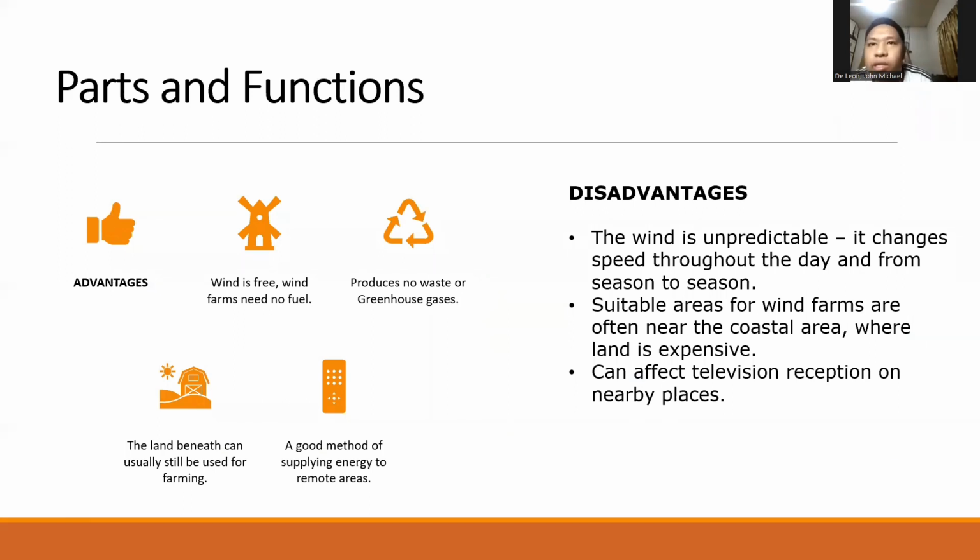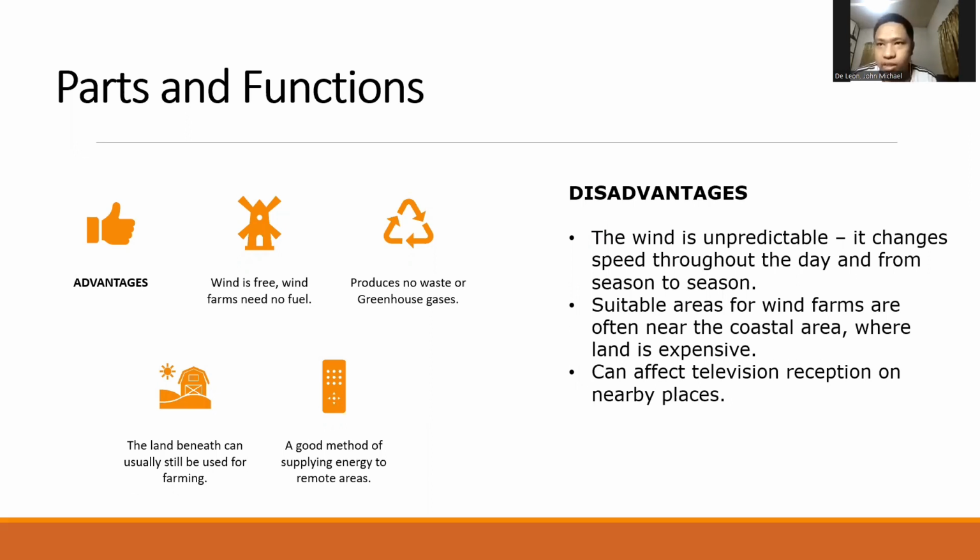Advantages and disadvantages ng mga wind farms. Wind is free. Wind farms need no fuel. Produces no waste or greenhouse gases kasi hina-harness lang yung wind. The land beneath can usually still be used for farming. Kung tatanggalin yun, magagamit pa rin. A good method of supplying energy to remote areas.